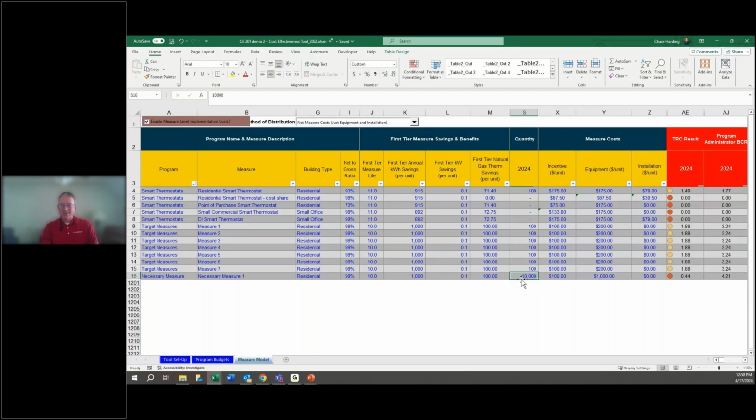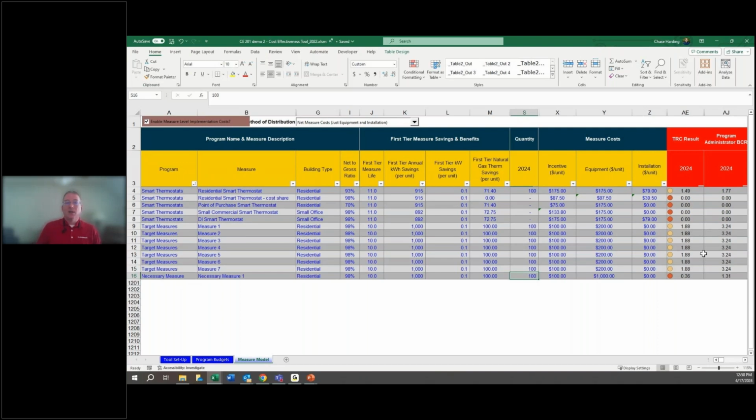Hopefully you can see the point. I just realized my math mistake there. As I change those, it changes the weightings of everything. But as we put in more measures that are not cost effective, it drags our portfolio level TRC down, or any of the cost tests. And as we do more of the ones that are more cost effective, we can raise those overall scores.